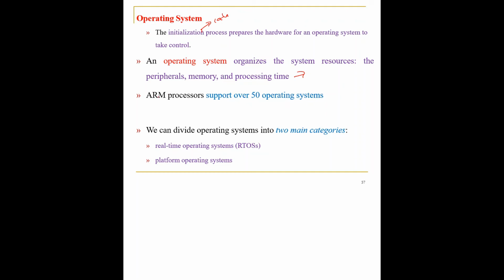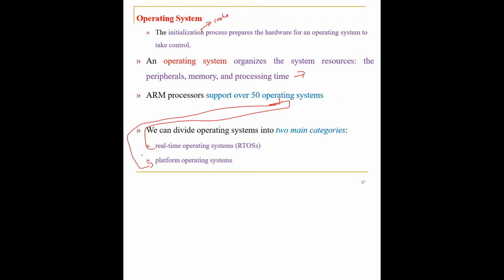ARM processors support over 50 operating systems. This is general. How many operating systems can be made to work now? There are more than 50 operating systems which your ARM can support. But basically, operating systems are categorized into two categories. One is RTOS, real-time operating system. The other one is platform operating system.